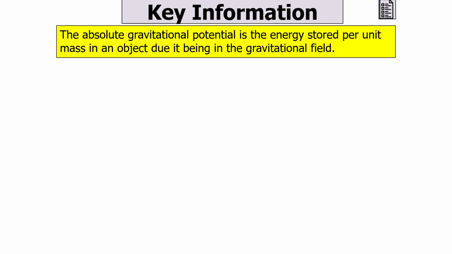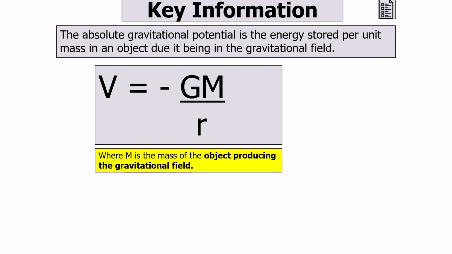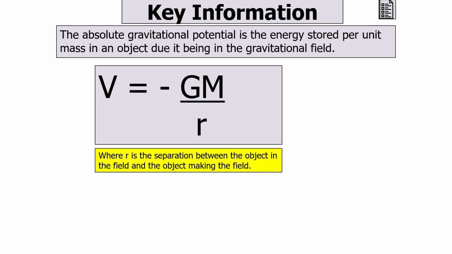So the absolute gravitational potential is the energy stored per unit mass in an object due to being placed in the gravitational field. Now we can work it out with the equation V is equal to minus GM over r, where G is the universal gravitational constant, M is the mass of the object producing the gravitational field, and r is the separation between the object in the field and the object making the field.